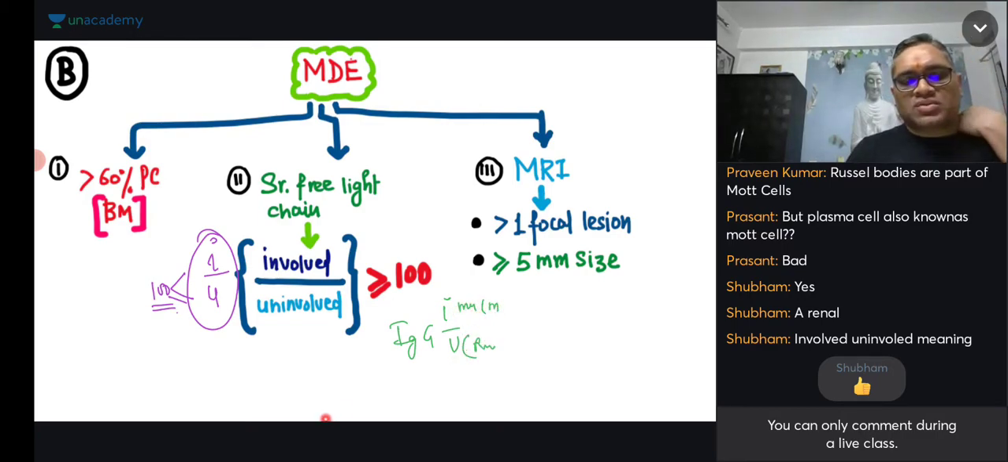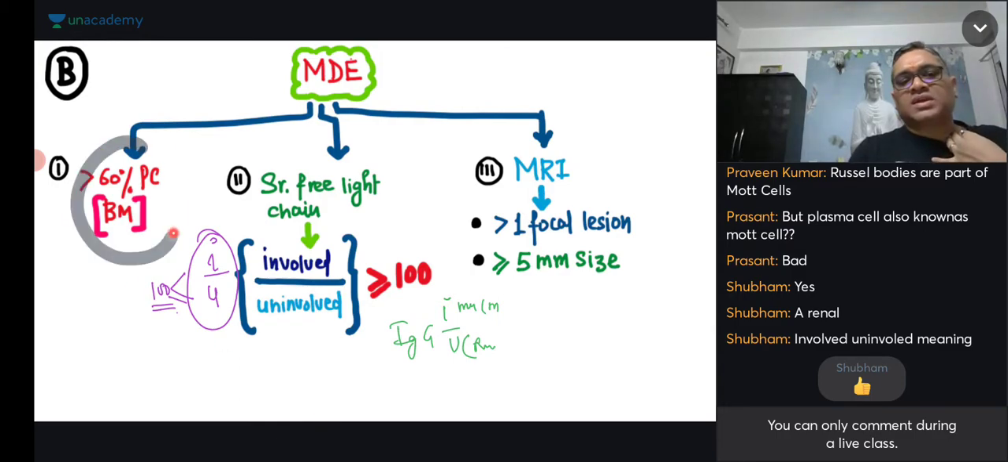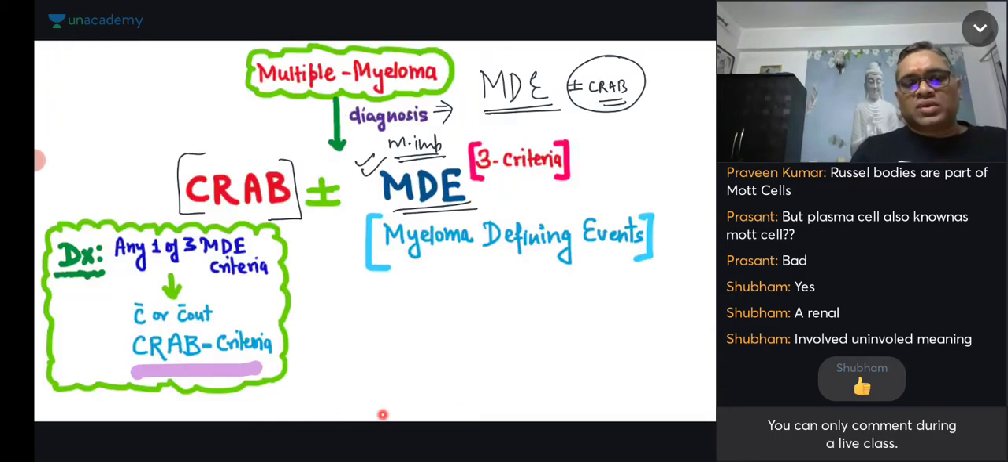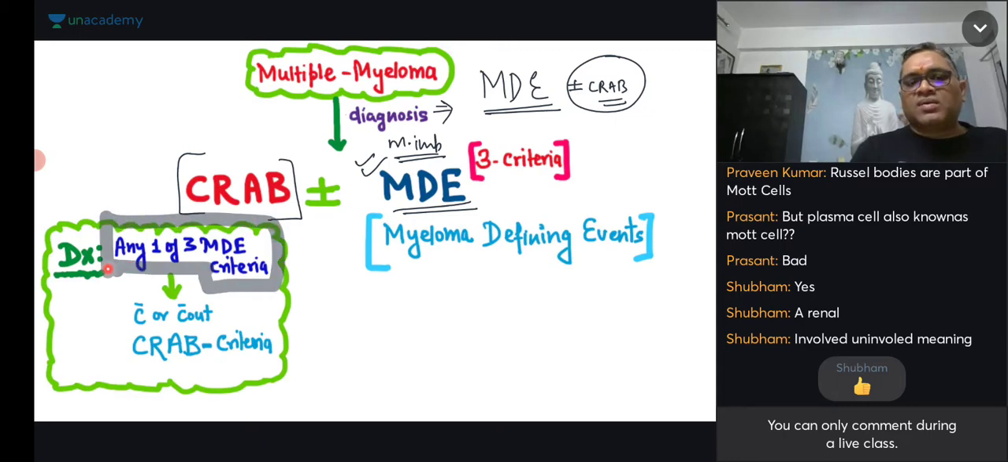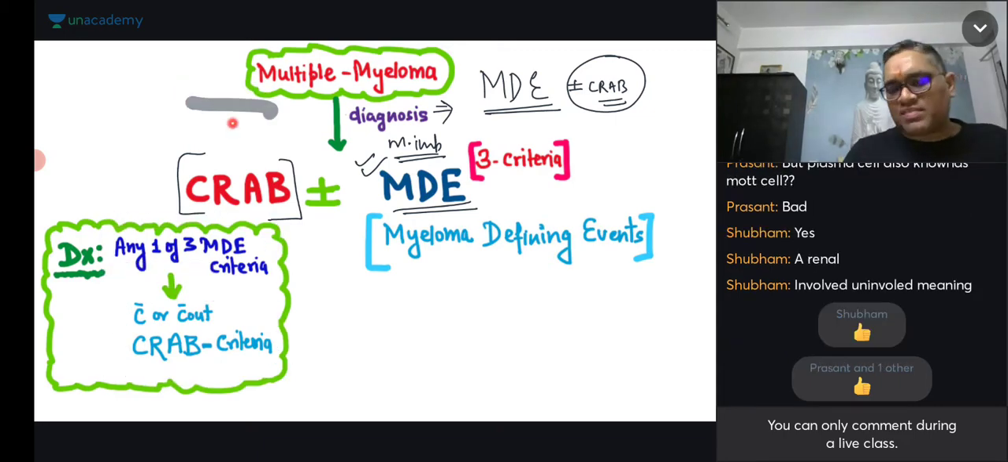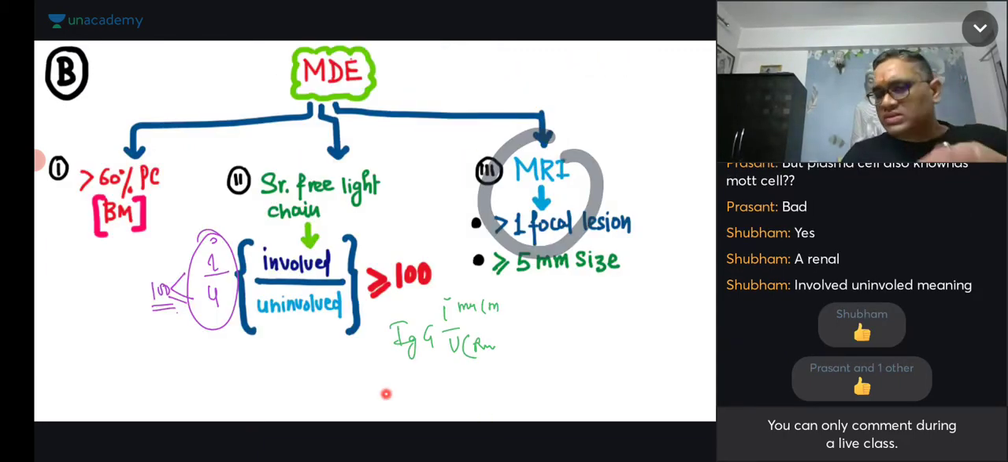I hope you all understood this. These are the three myeloma defining criteria. Any one of the three myeloma defining events, with or without CRAB criteria, does not matter. You should have just a myeloma defining event, and that will confirm the diagnosis of multiple myeloma. As I have told you, the most common site is the vertebral column, and it is basically like a lymphoma.